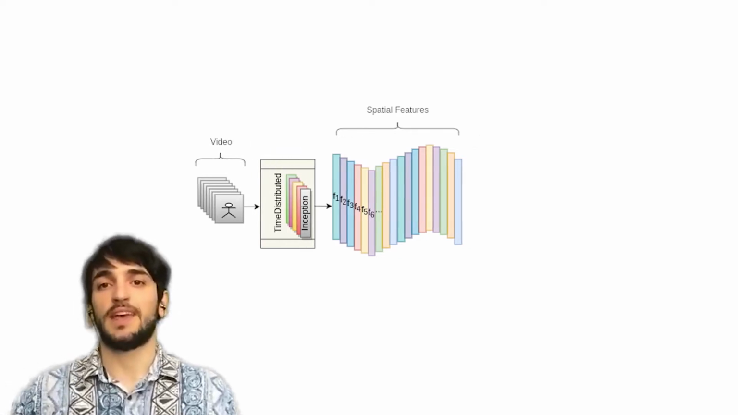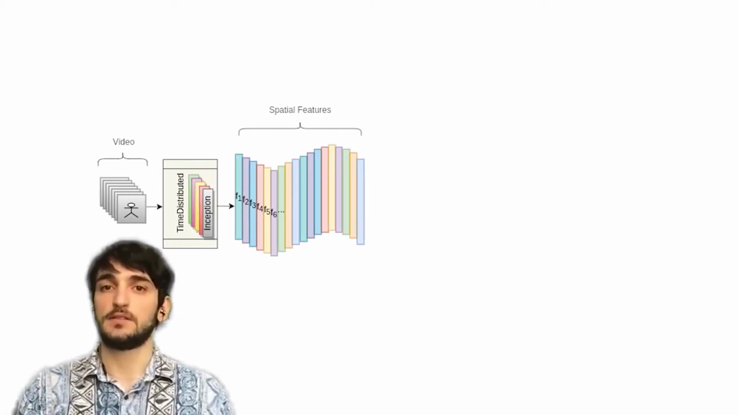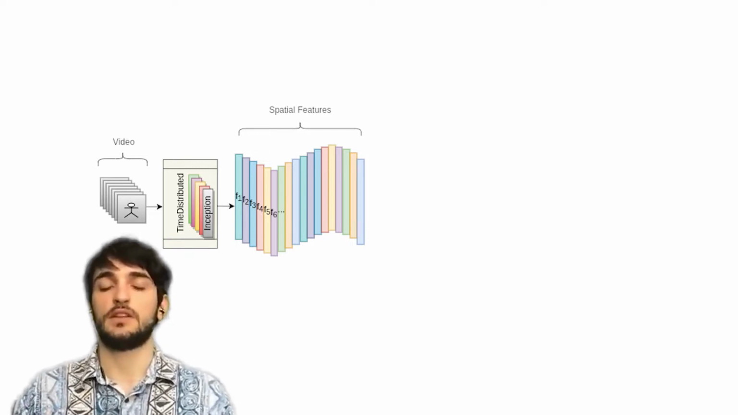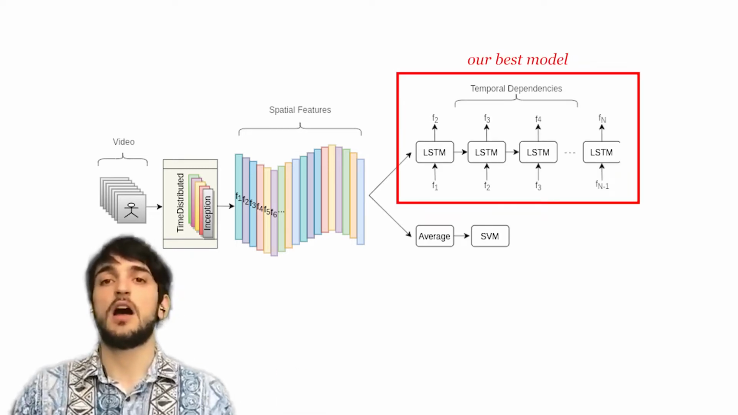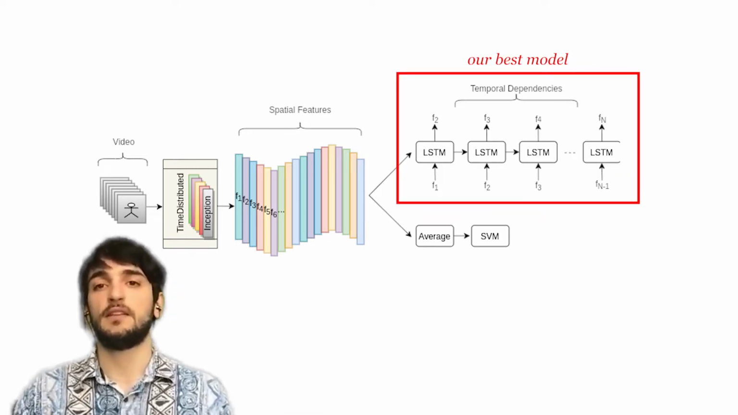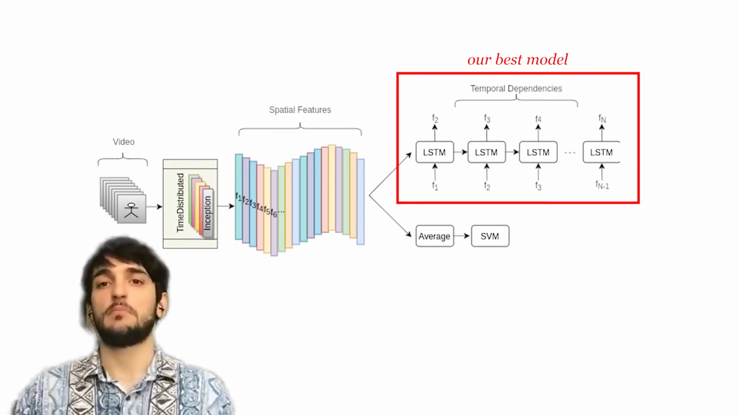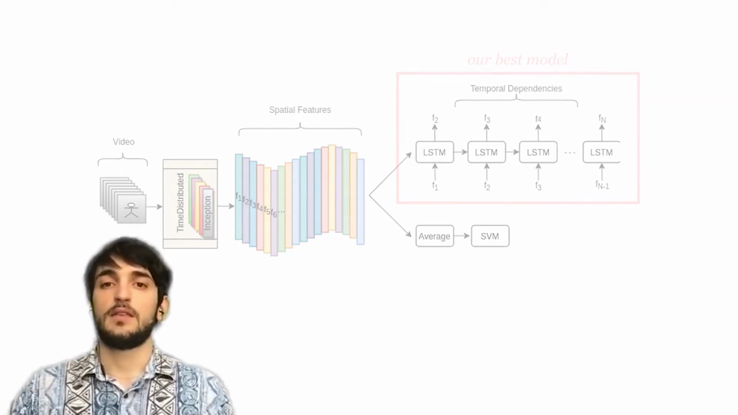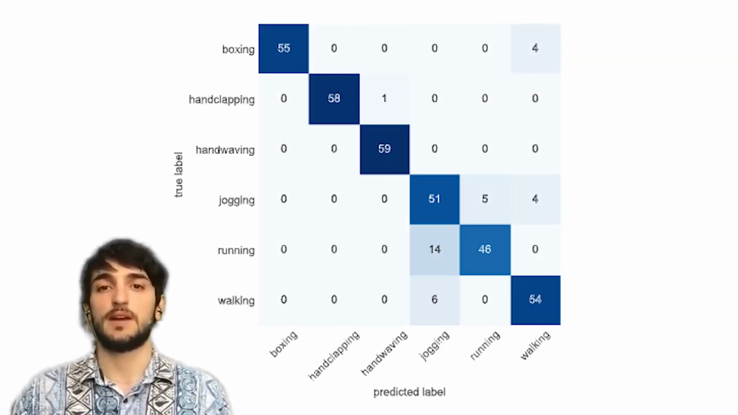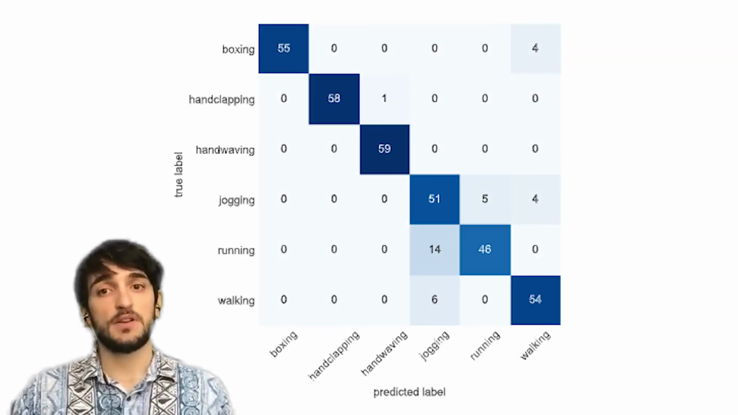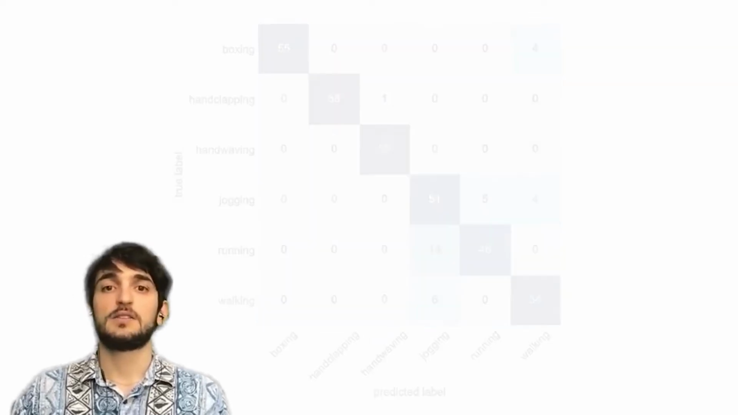We then take these special features, given as vectors, and treat them as a sequence of data, which in our best model are fed into an LSTM that now learns the temporal dependencies between the frames. These, indeed, yielded much better results, as we see in the confusion matrix, where the number of mismatches is much lower. But so far, we have handled the treatment of spatial and temporal features separately.